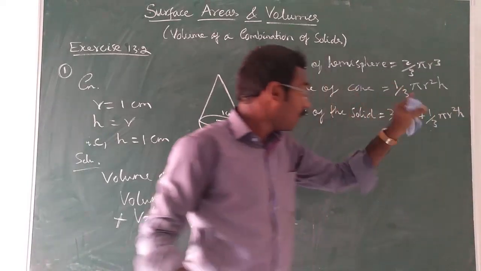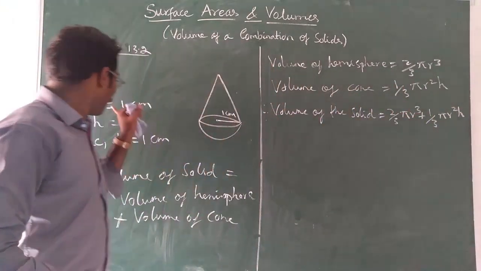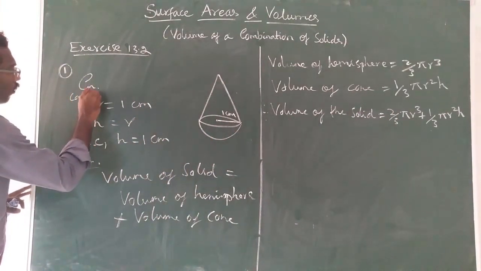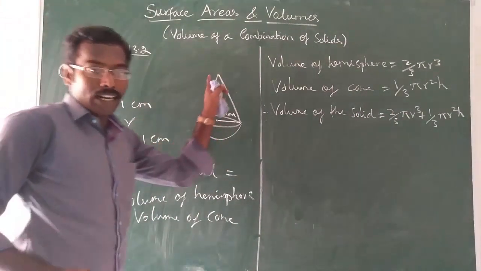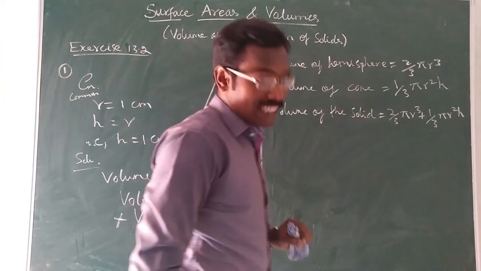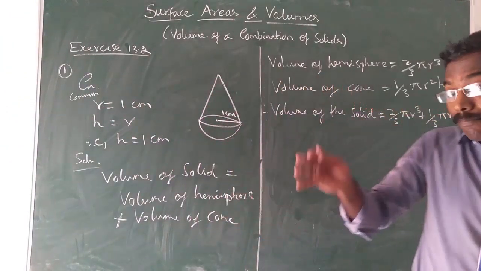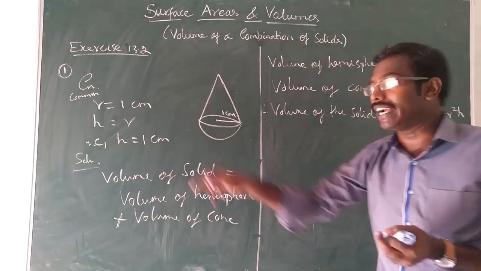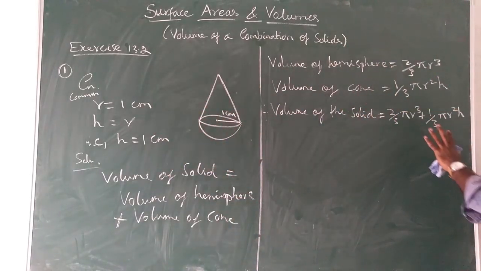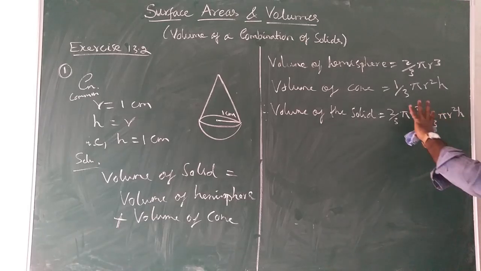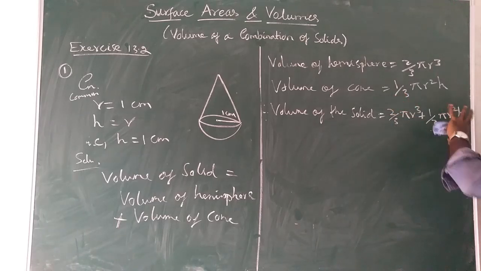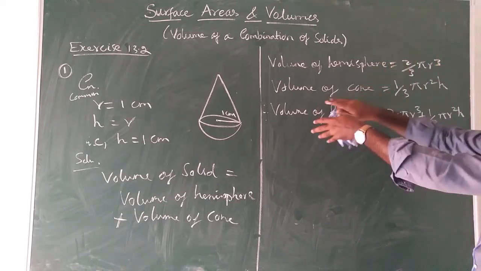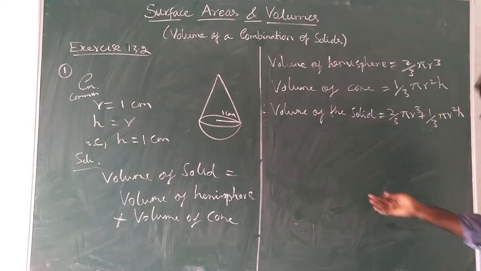So here the pi value is the same, and the radius value is also the same. This radius is common to both hemisphere and cone. You should read the question carefully. Sometimes both shapes may have different radii, but in this case both have the same radius. Therefore, you can do this in two ways. You can find the values separately and finally add, like volume of hemisphere, then apply the values, then volume of cone, then apply the values, then finally you add it.